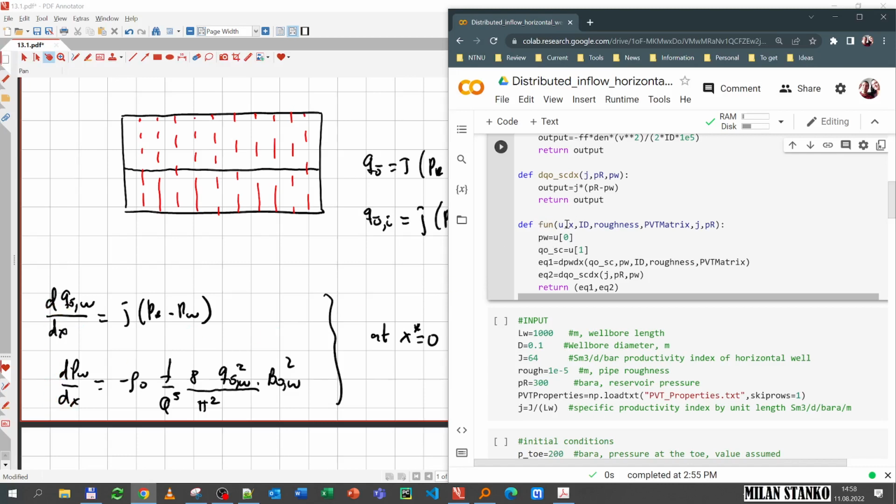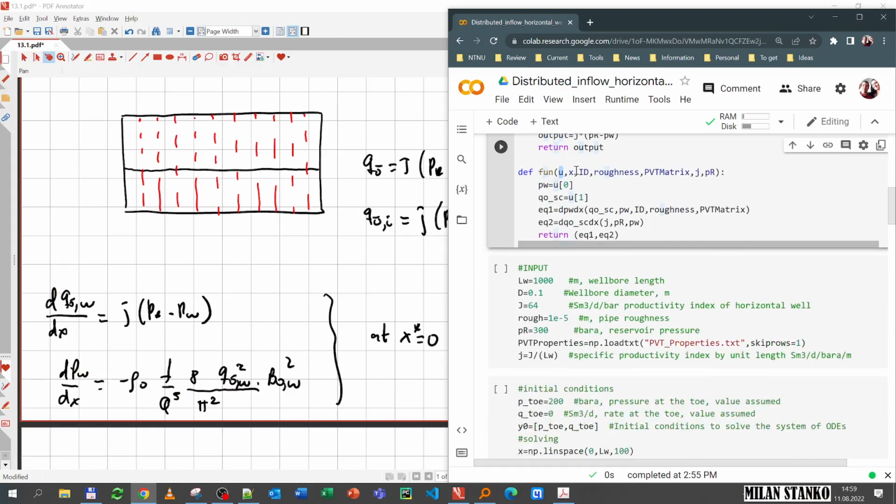Okay, simply it is using u, which is a vector that is used to progress the solution. So this is the vector at initial time. It's taking element number 0, index 0 is PW, and the other is this one. Actually here the equations are the opposite. This is the first one, and then this is the second one. That is going to be used later to solve this system of coupled nonlinear ordinary differential equations.